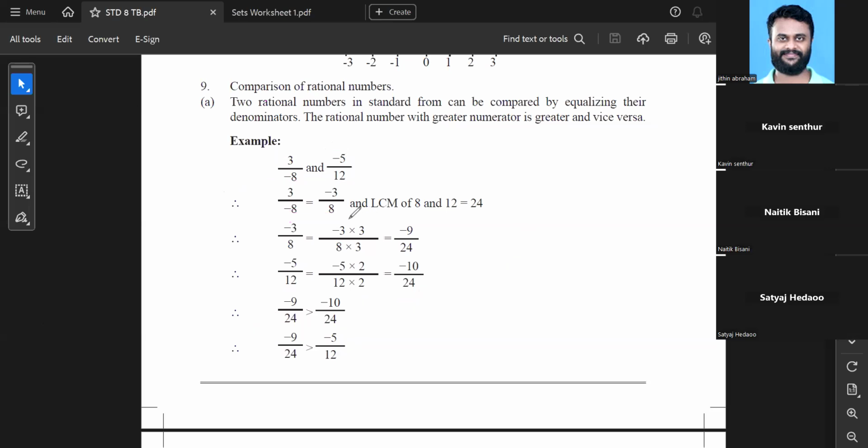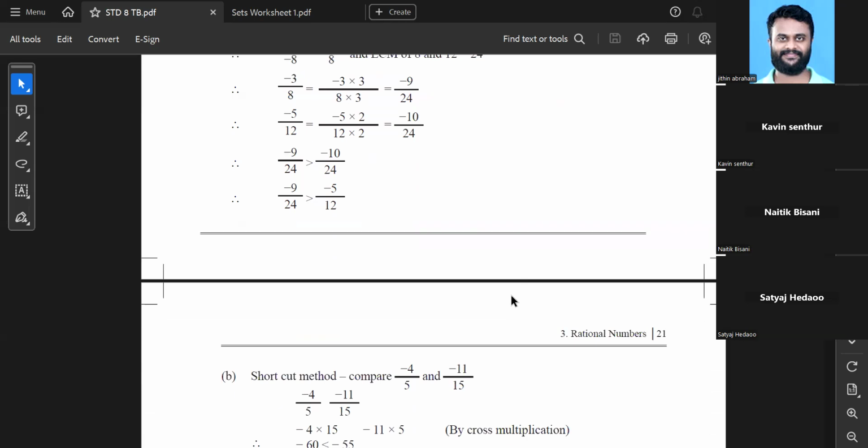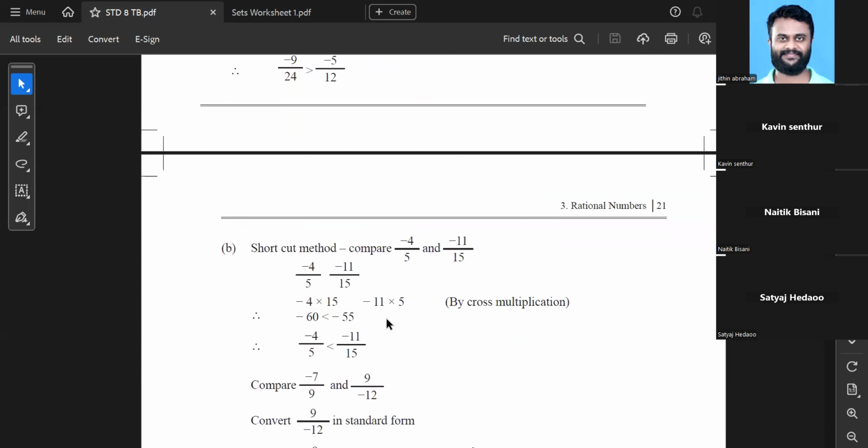So this is the first method of comparing any rational number. Comparing मतलब कौन बड़ा कौन छोटा ये पता करो. So comparing का एक simple सा method is what? Take the denominator to be common. Once you make the denominator common, then compare करो numerators को. छोटा numerator मतलब छोटा number. बड़ा numerator मतलब बड़ा number. Bigger the numerator, larger the number. Smaller the numerator, smaller the number.